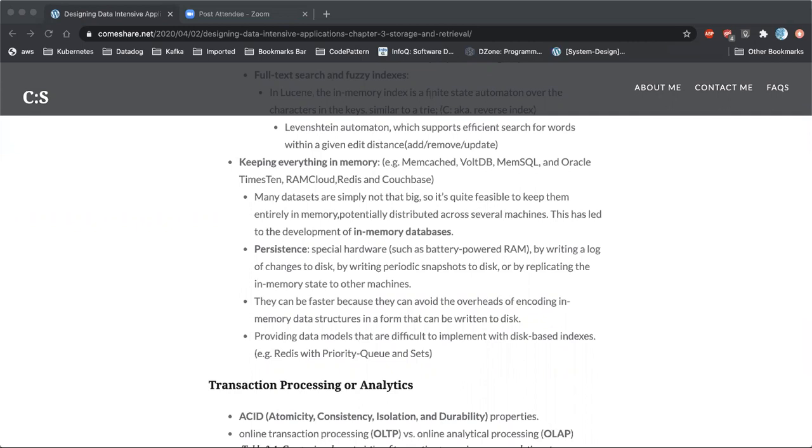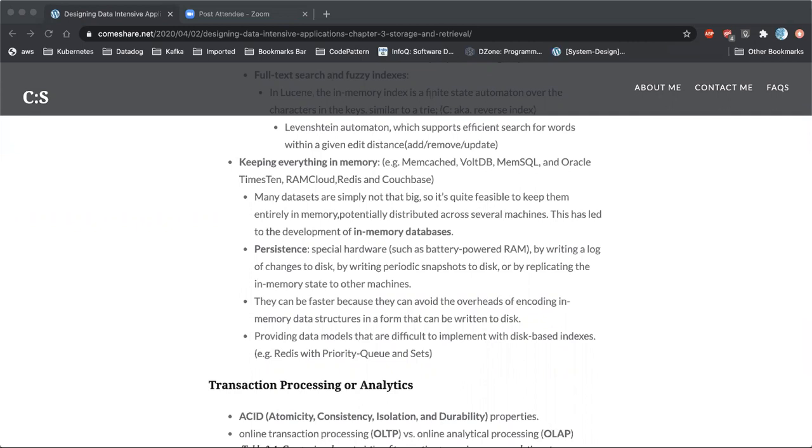Even here it says many data sets are simply not that big, so it's quite feasible to keep them in memory. Yeah, I just wanted to clarify that. Okay, thanks. When an in-memory database is restarted, it needs to reload its state, either from disk or over the network.